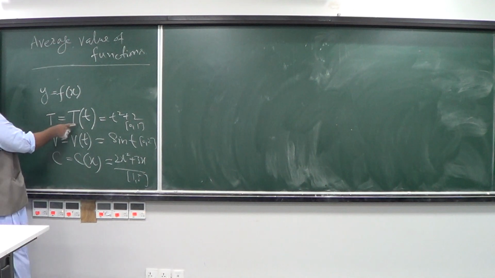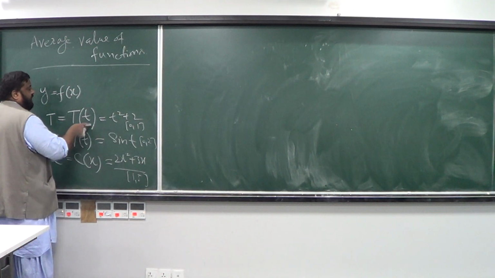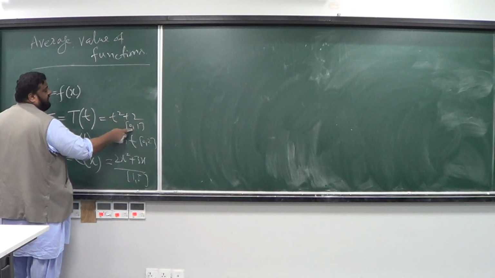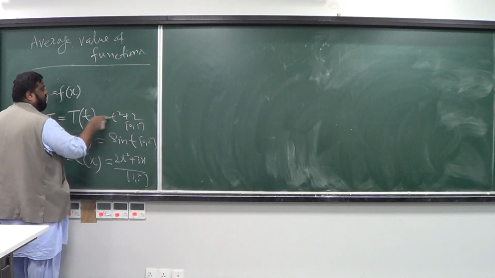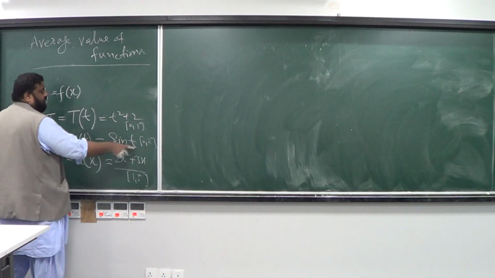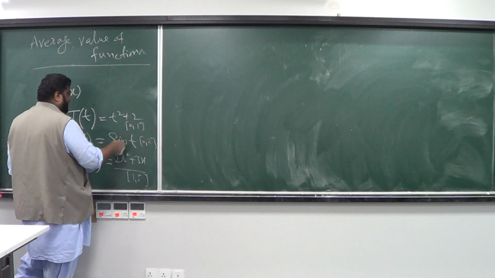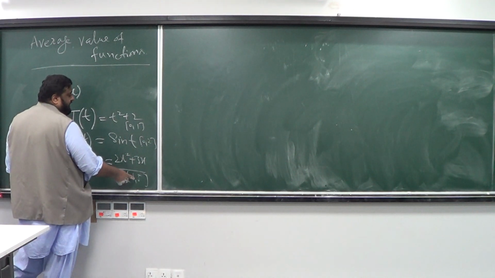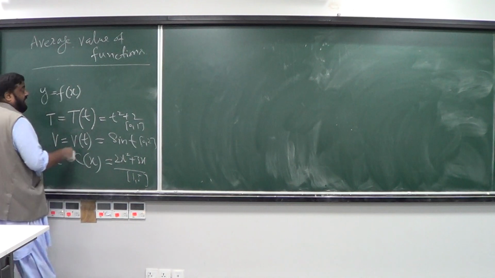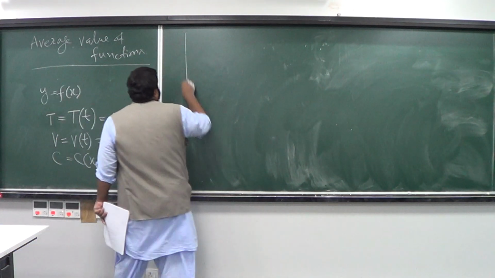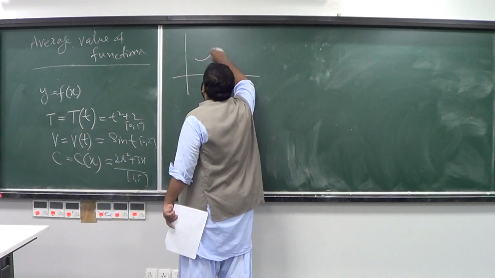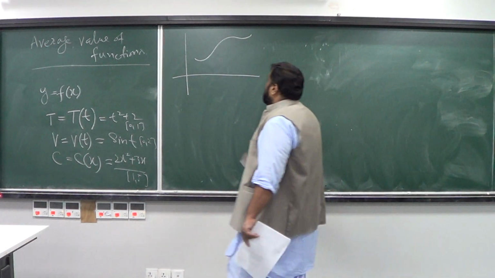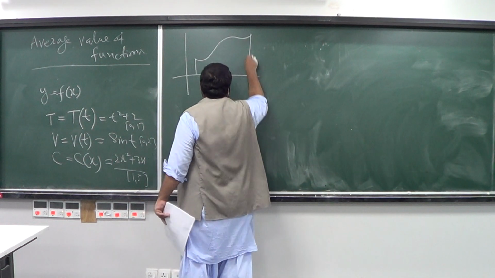On this interval, this function is going to take a lot of values. For each value of t in this interval, there is a value of the temperature. For each value of t in this interval, there is a value of velocity. For each value of x in this interval, there is a value of cost. So in other words, you have been given a function that has some meaning, y equal to f of x.